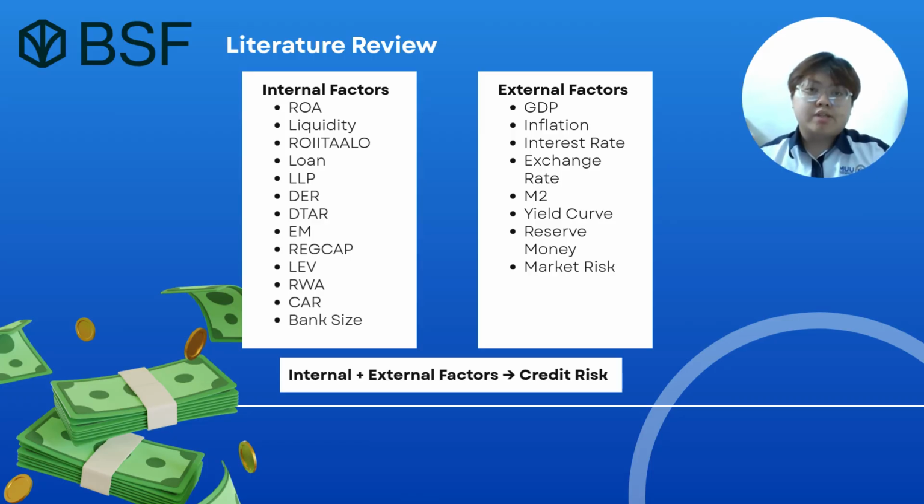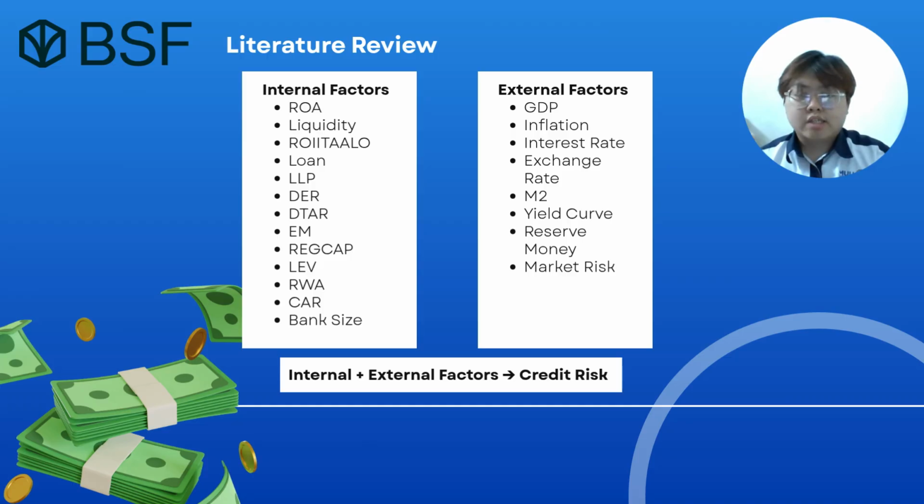Based on previous studies, credit risk is commonly measured using the non-performing loans ratio, or NPL ratio. This ratio shows the proportion of problematic loans compared to total loans. The variables in this study are divided into two groups. The first group is internal factors such as ROA, liquidity, loan loss provision, leverage, risk-weighted assets, bank size, etc. This reflects the bank's financial condition.